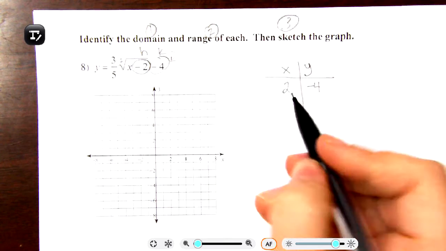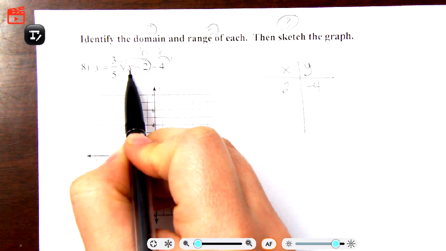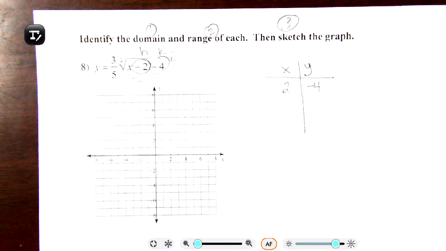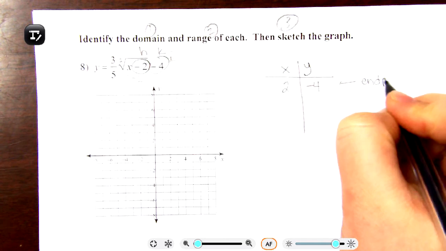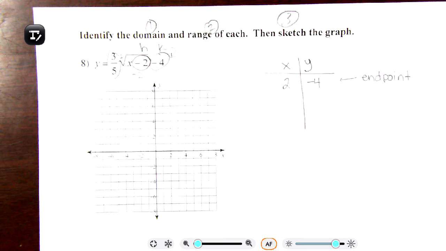So if I have a 2 here and I put a 1 in here, 1 minus 2 is -1. I can't have a -1. So therefore, my endpoint is my HK. I also know this is going to be a positive function because my A value is positive. We don't care that it's a fraction. We just care that it's a positive, okay?